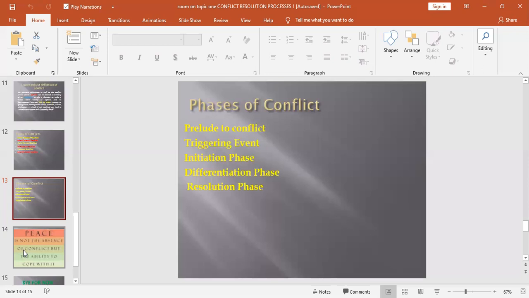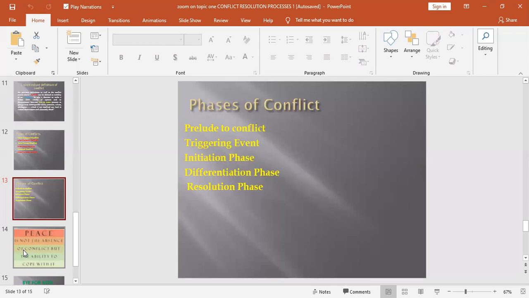The next phase of conflict is the initiation phase. This initiation phase is actually where the conflict takes place. This is where abuses start, the physical fight starts, arguments start. All those things that are associated with conflict actually start in the initiation phase.